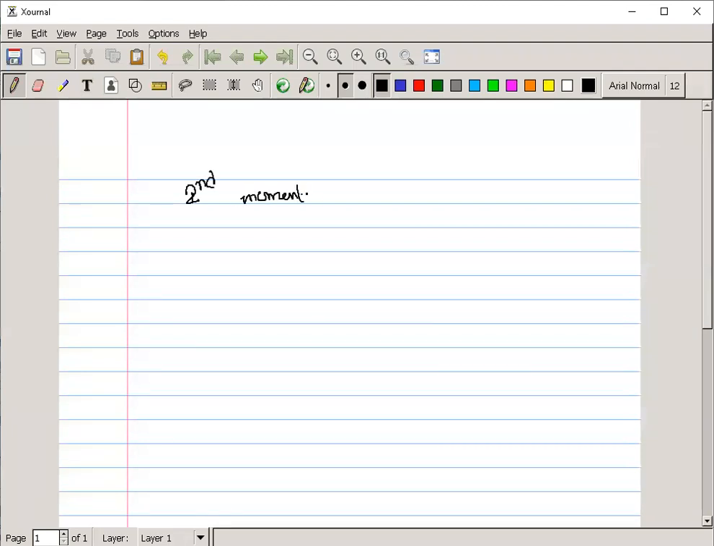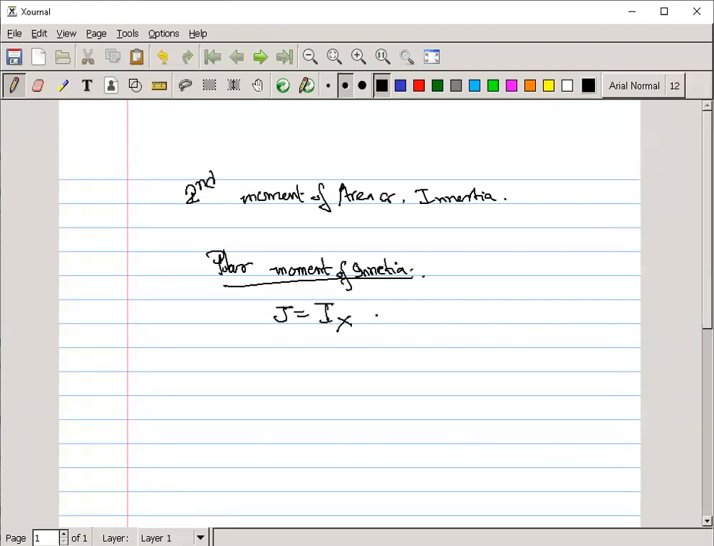Now, the next thing is, in the previous day, I already gave some formula based on the second moment of area, or we can say inertia. So here what we have found is the polar moment of inertia, which is denoted as J, and that is nothing but I of x plus I of y. Do you remember this thing?